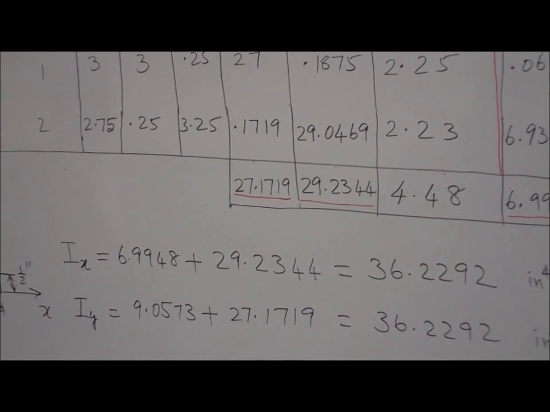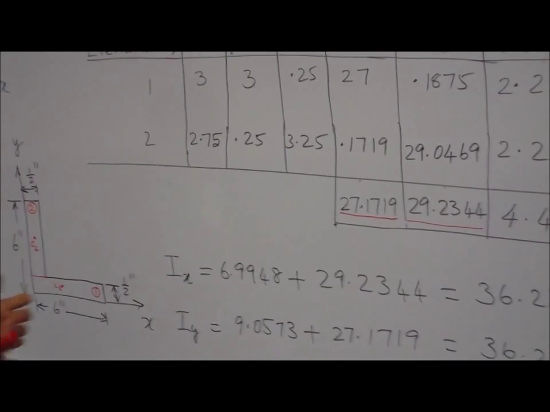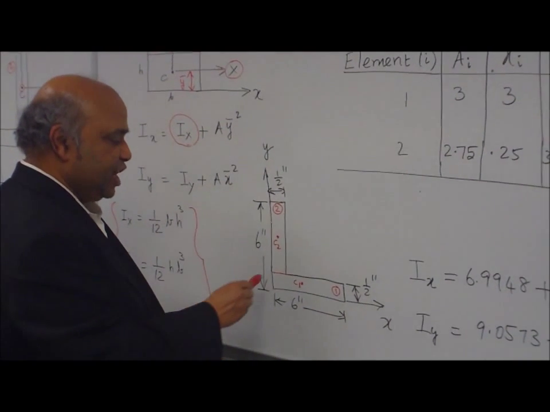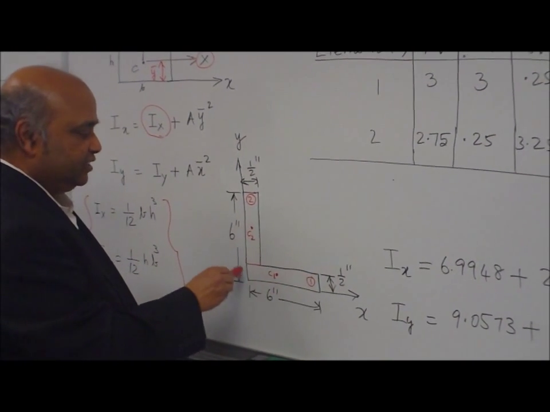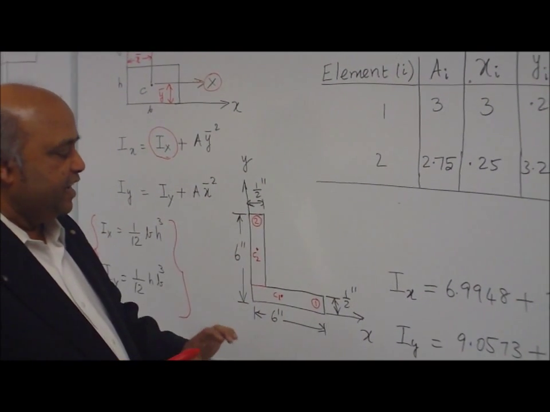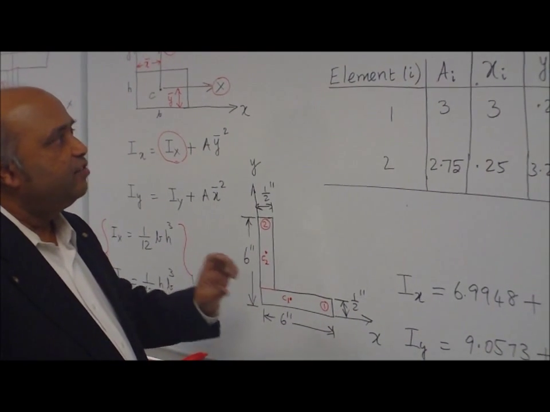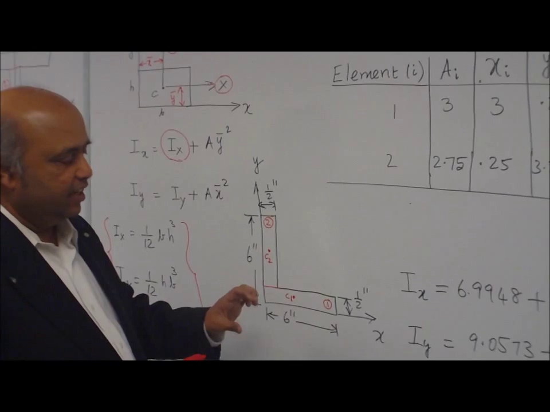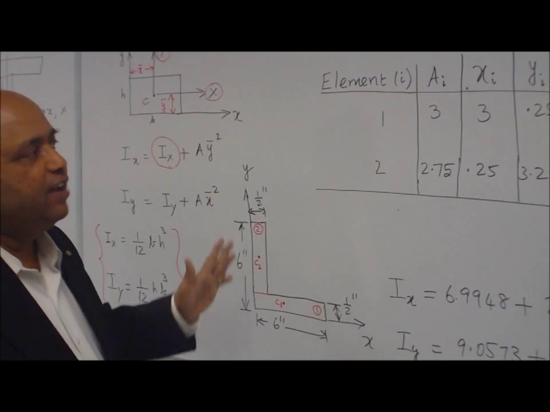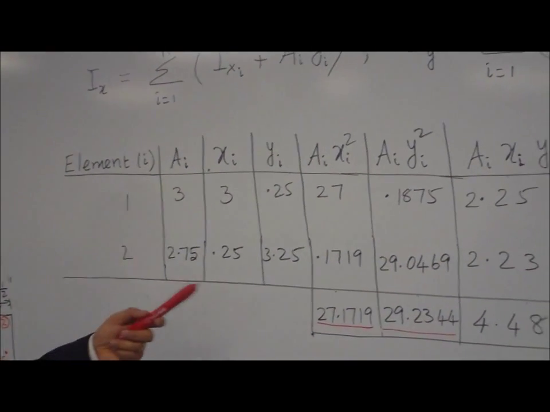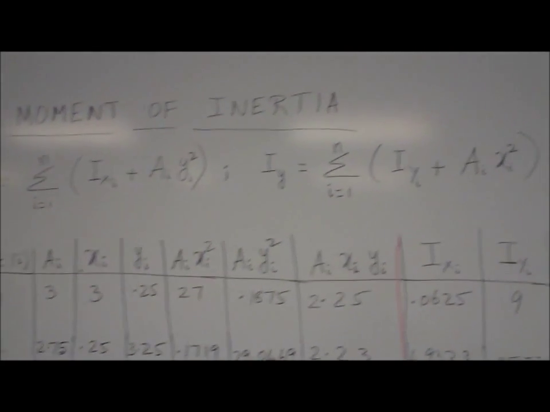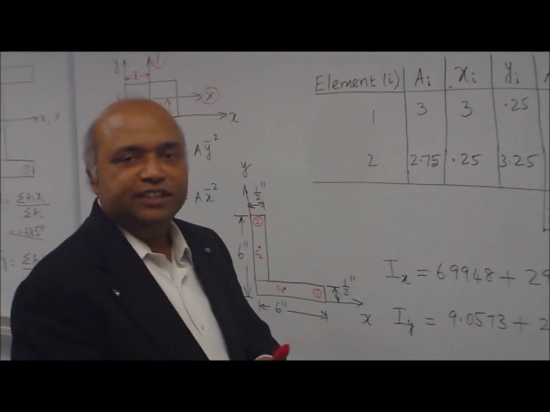So we can easily calculate the area moment of inertia of any given complex shape by first dividing the shape into simple elements, rectangles, then calling each rectangle one element, then finding the area of each rectangle and finding the centroid of each rectangle with respect to the given reference axis. Once we have those data, simply complete the table and substitute in the formula, and you will get the area moment of inertia. So that completes the lecture.